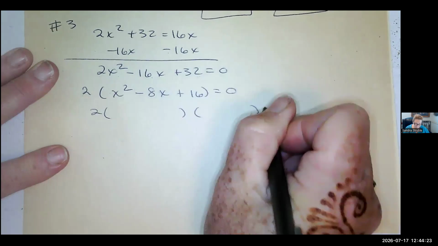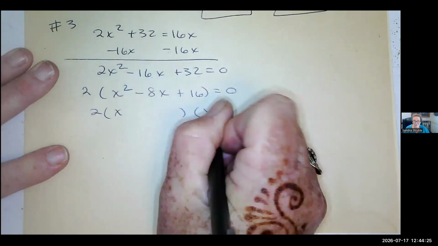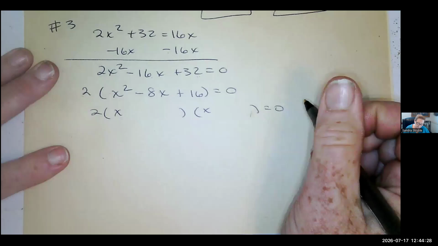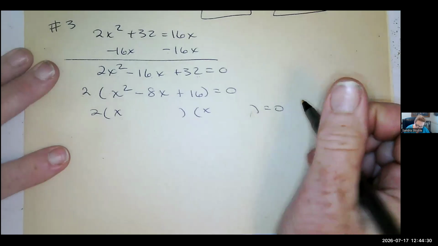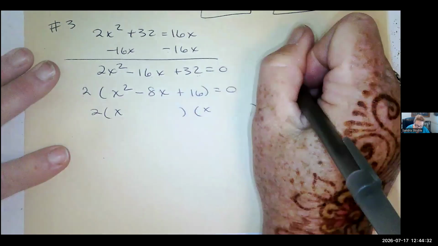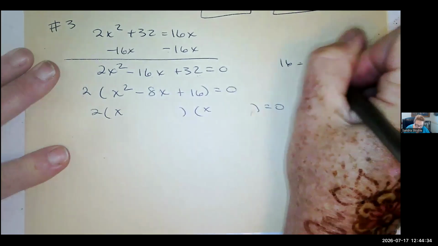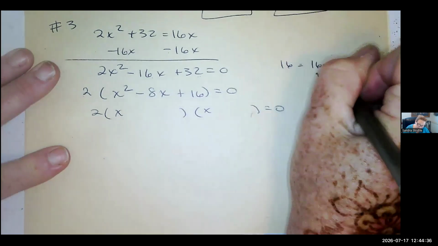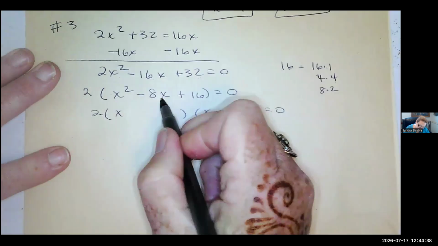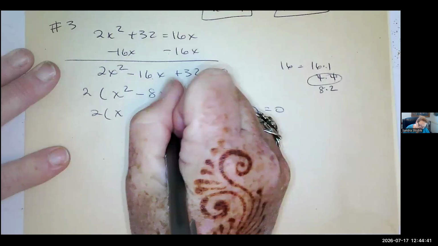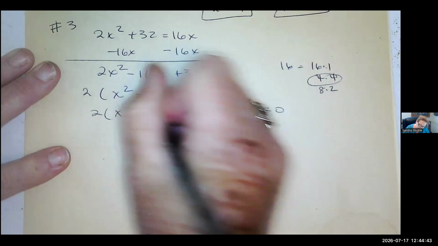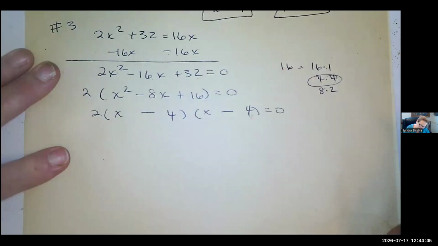Factoring. Okay, 16 and 1, or 4 and 4, or 8 and 2. Which one is going to give me an 8, 4 and 4? The negative is only in the middle, so they're both negative. I'm going to go ahead and set each of these equal to 0.